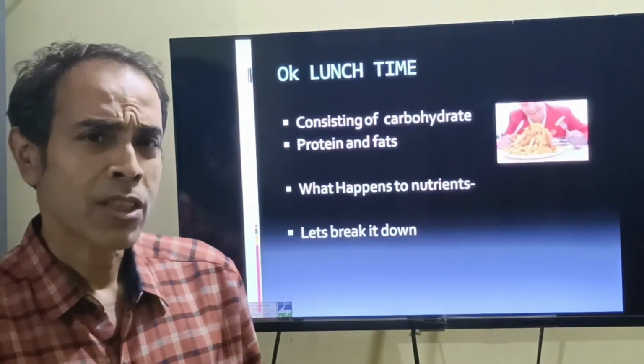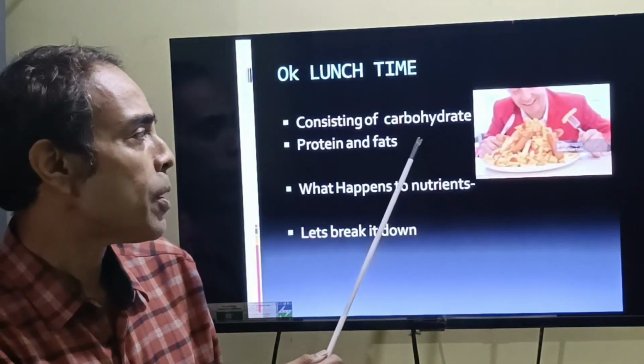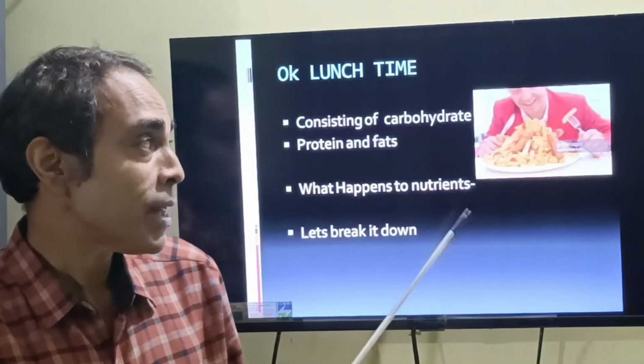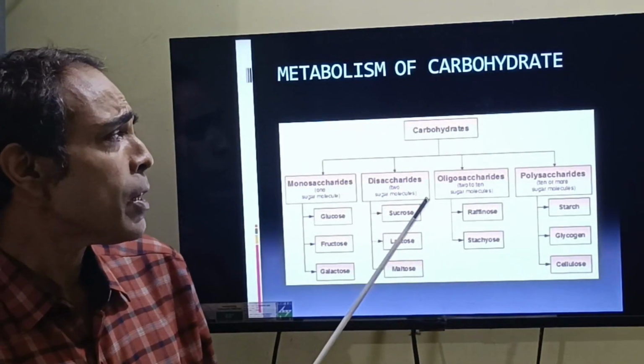Now say we take lunch. At lunch time we take a good meal. This food consists of carbohydrates, proteins, and fats. We'll now dissect what happens to our body when we take carbohydrates and proteins after lunch. For this reason, we must look at what carbohydrates are.